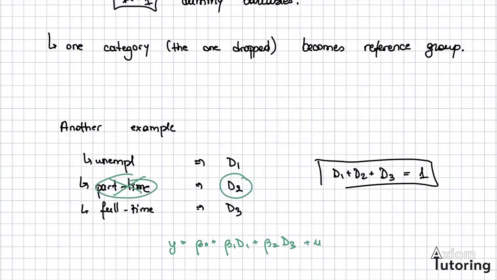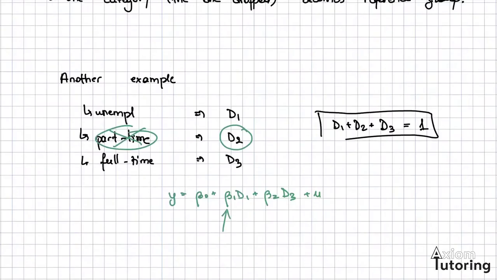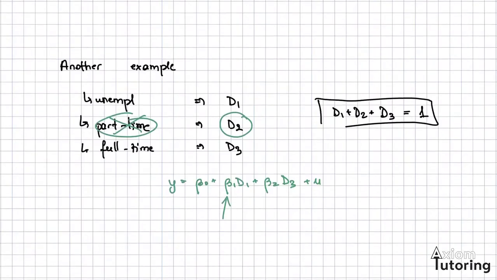Okay, so it means that this B1 in here is going to be the difference from the part-time, while the B2 is also the difference from part-time. Okay? So the key takeaway, with k categories, include k minus 1 dummy variables to avoid perfect multicollinearity.